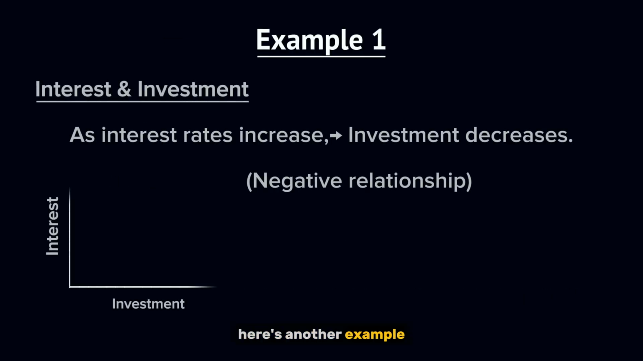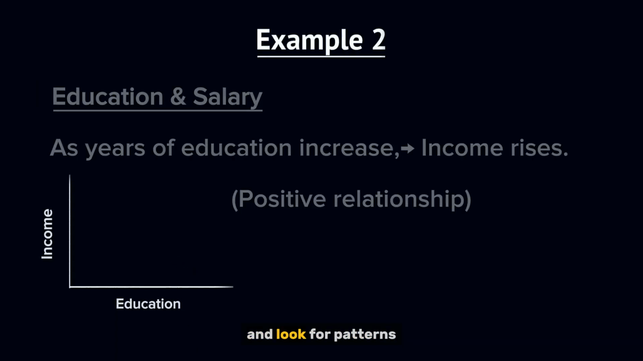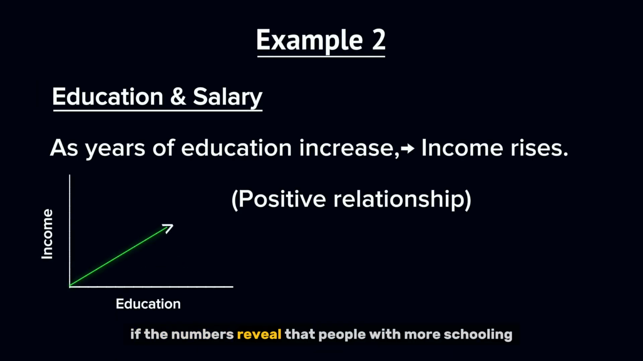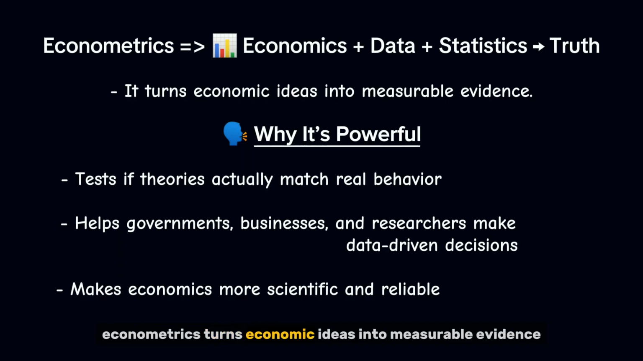Here's another example. You might hear people say, education increases salary. Econometrics tests that too. Researchers collect data from thousands of workers, their years of education and income, and look for patterns. If the numbers reveal that people with more schooling consistently earn more, even after controlling for other factors, that's strong statistical evidence, not just opinion. So in short, econometrics turns economic ideas into measurable evidence.